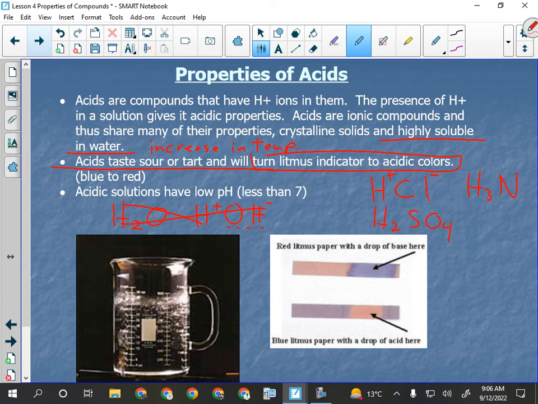All right. And acidic solutions obviously have a low pH, that is less than 7, 7 being neutral. Anything lower than that is acidic. Okay, questions on acids?